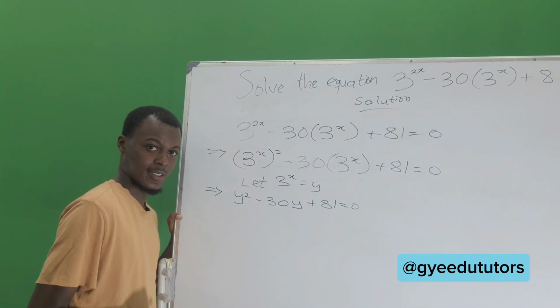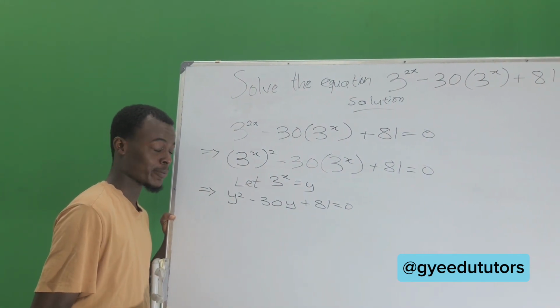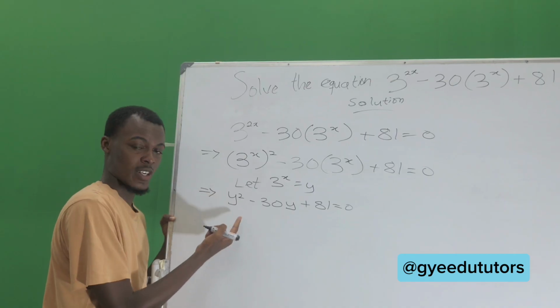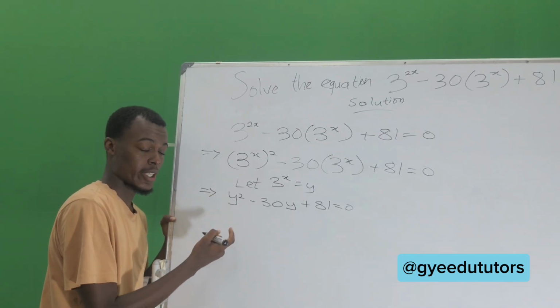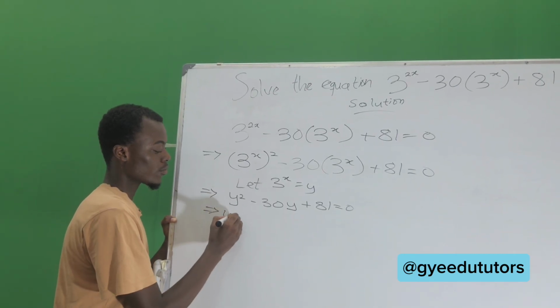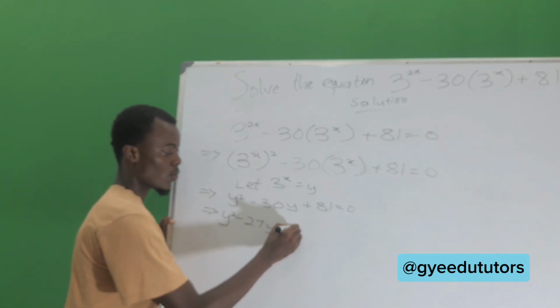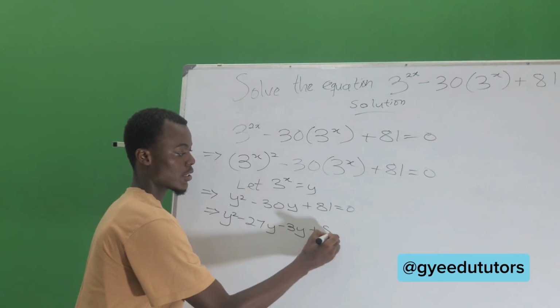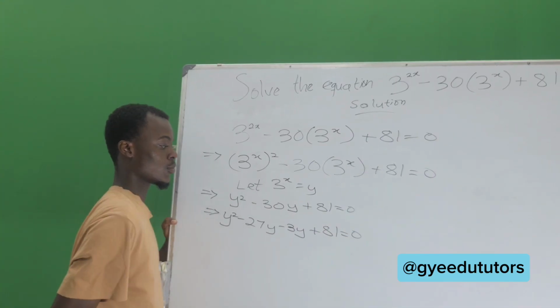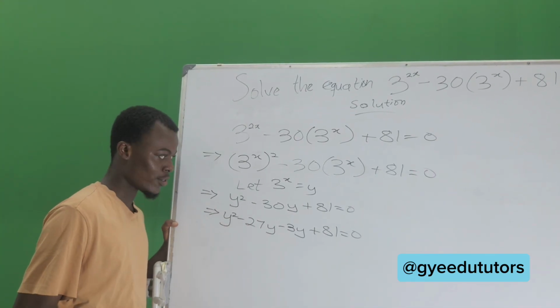When we get to this side, we have a quadratic equation here. You can break it down. Okay. So now we have what? Y squared minus what? 27y minus 3y plus 81 equal to 0. So now we broke it down. How did we break it down?